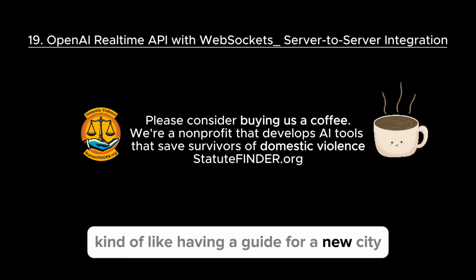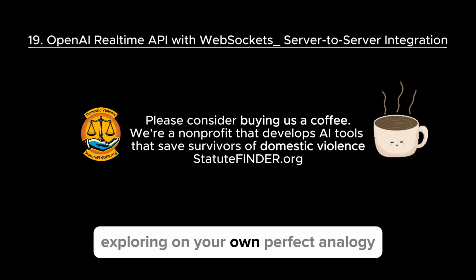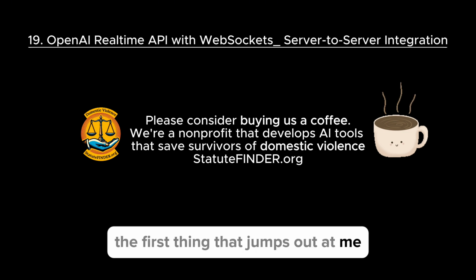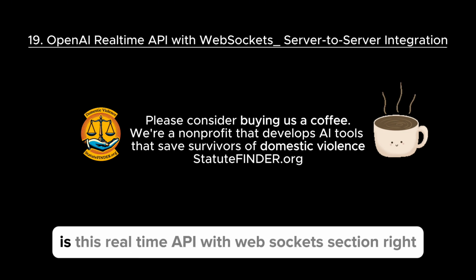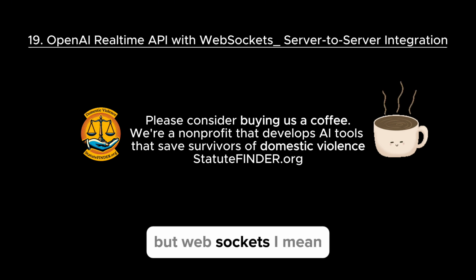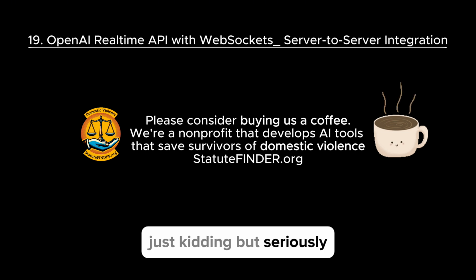Kind of like having a guide for a new city. Oh, I like that. You know, you want to know the landmarks before you set off exploring on your own. Perfect analogy. And speaking of landmarks, the first thing that jumps out at me in the documentation is this real-time API with WebSockets section. Right. Now, I know a little bit about APIs, but WebSockets, I mean, those are like high-tech socks or something. Just kidding. But seriously, what's the deal with those?